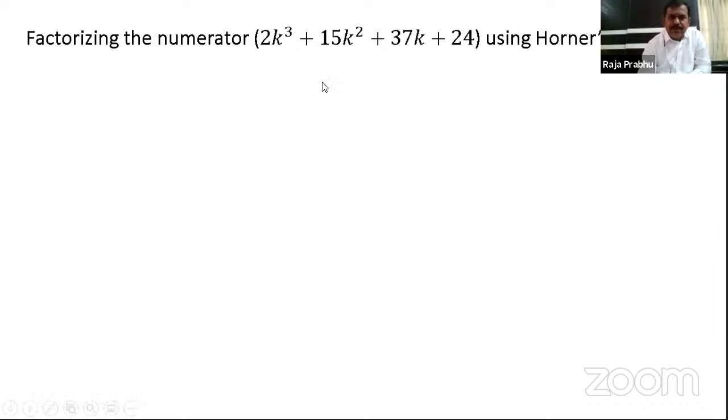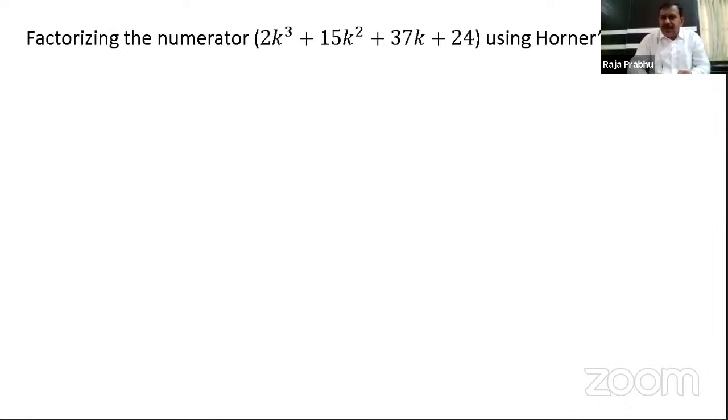Children, you follow 2 plus 37 is 39, whereas 15 plus 24 is also 39. Nothing but here the sum of the alternate coefficients of various terms of this polynomial are becoming equal. Therefore, we can say that k plus 1 will be a factor of this polynomial. Nothing but according to the factor theorem, if you substitute k equal to minus 1 in this case, the value of the polynomial becomes 0.